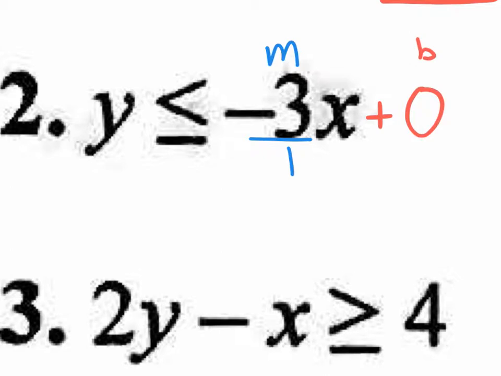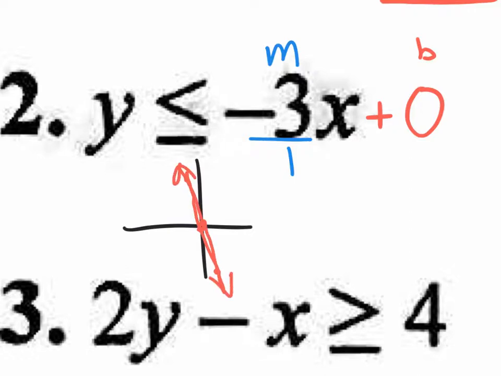So let's pretend you didn't have multiple choice. Let's pretend you were actually graphing it right here. So you know it crosses at 0, and you know you're going to go from this point down 1, 2, 3, and over 1. And you know it's a solid line going down 3 over 1. So this is what the graph looks like, and it's going right through the origin.